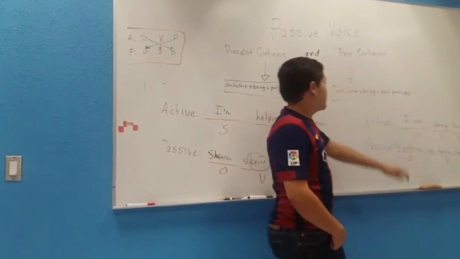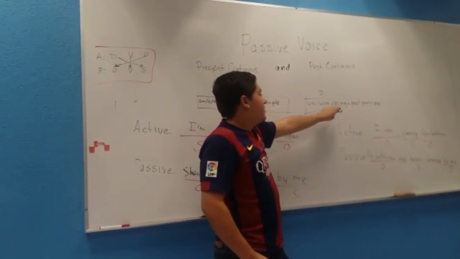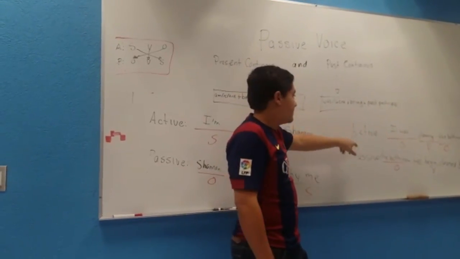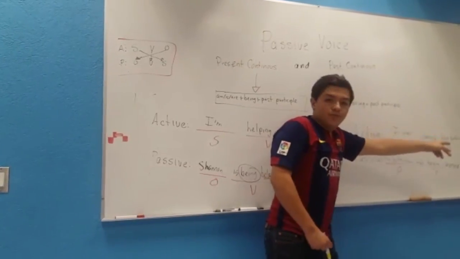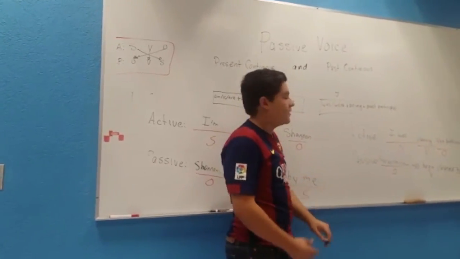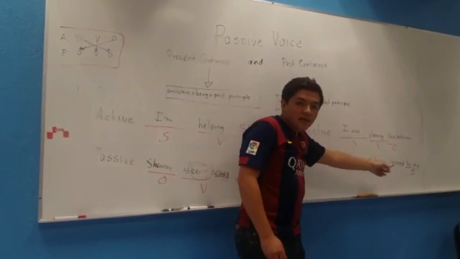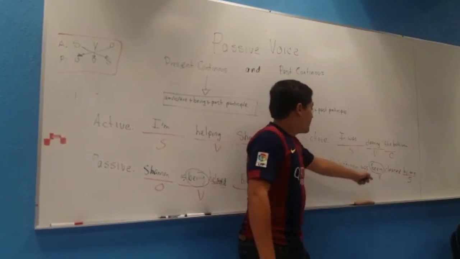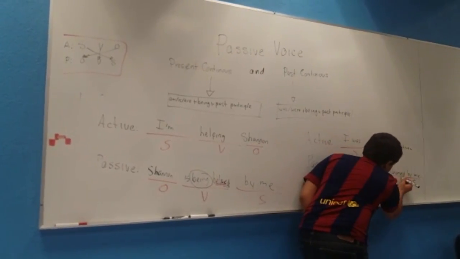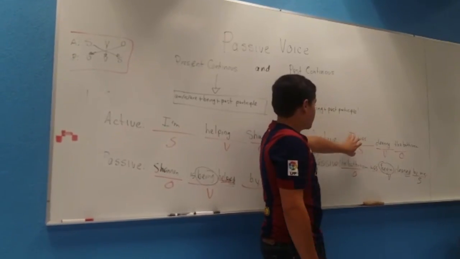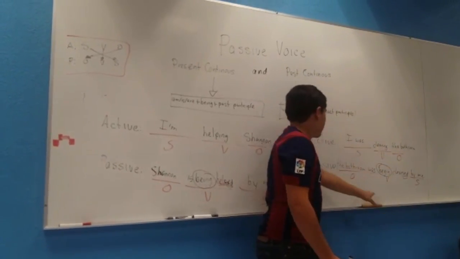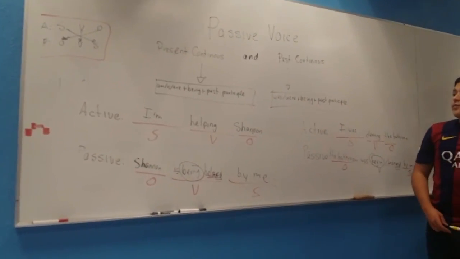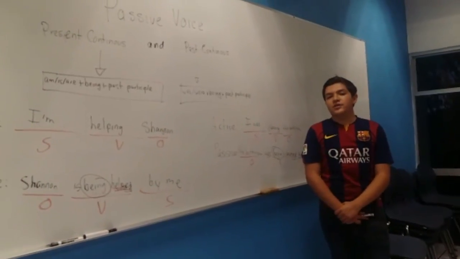With the past continuous, the structure is was, were, plus being, plus past participle. Here's an example in active: I was cleaning the bathroom. In passive: The bathroom was being cleaned by me. We have to use being all the time. Subject, verb, and object; object, verb, and subject. And that's all for present continuous and past continuous in passive voice.